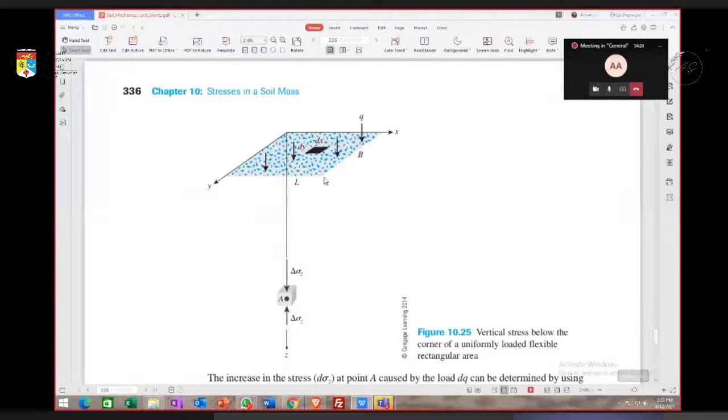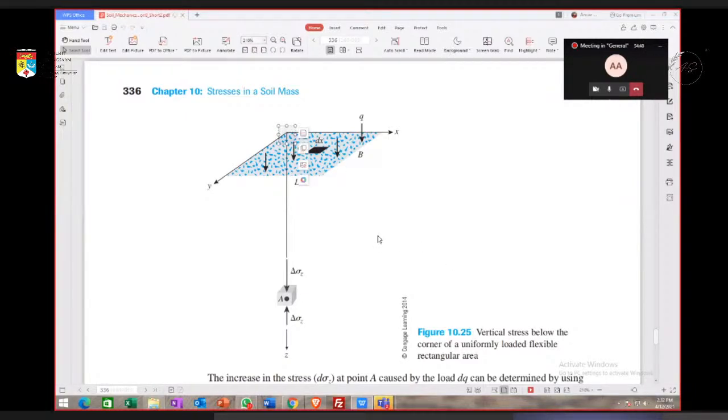So this is a cross section of the loading. The shape is a rectangle, so it is like a building. A normal building is a rectangle shape. So here it is very important also to look at the reference point. Here it is at the corner. This one is at the corner.